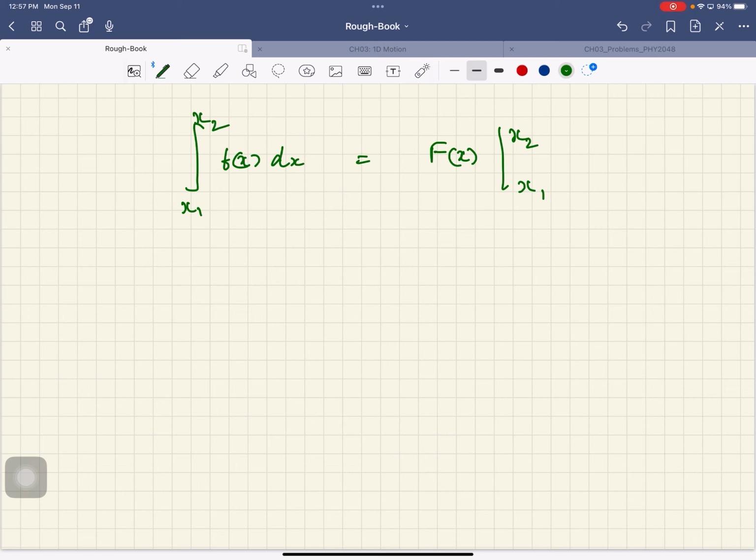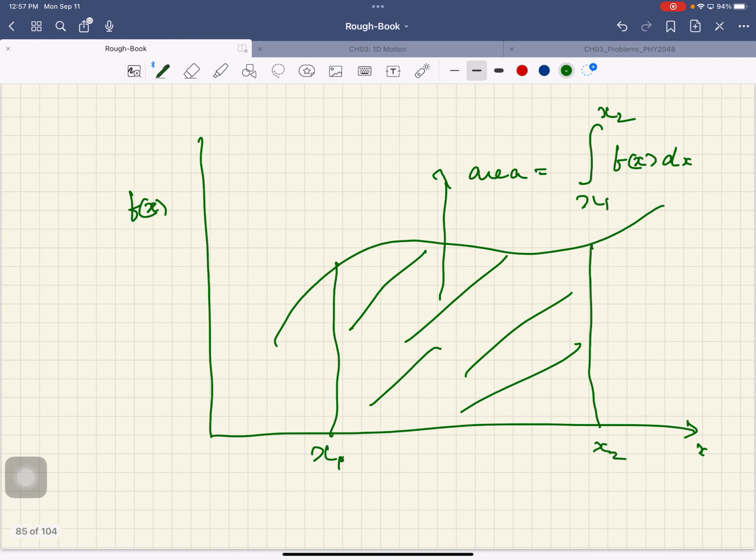What that means is the derivative of capital F(x) is equal to f(x). So if you took the derivative of this function, you would get that function. That's the antiderivative. And then you evaluate this at these two points, so this is equal to F(x2) minus F(x1). And what is this number equal to? That's equal to this area from x1 to x2. So the area under the curve is given by the integral.